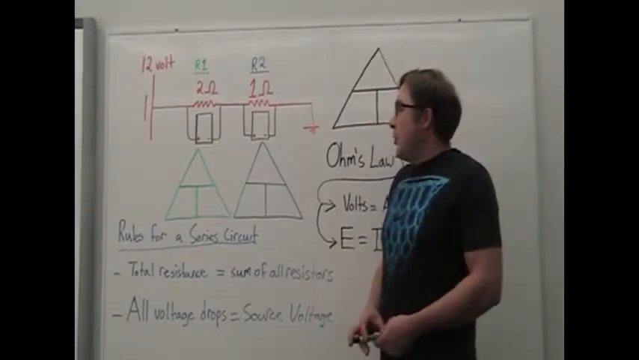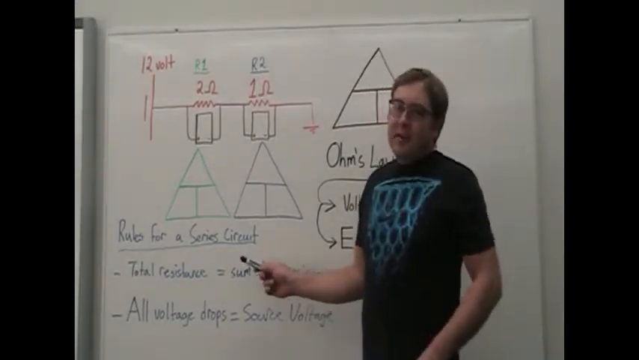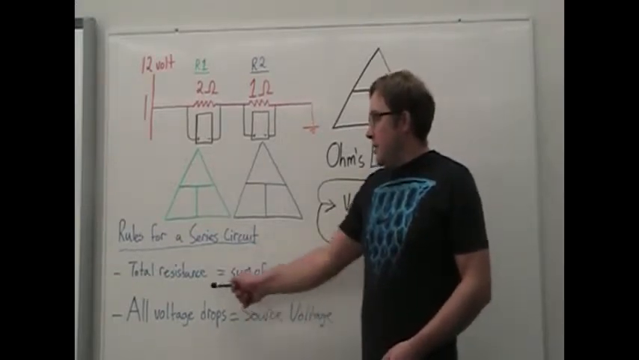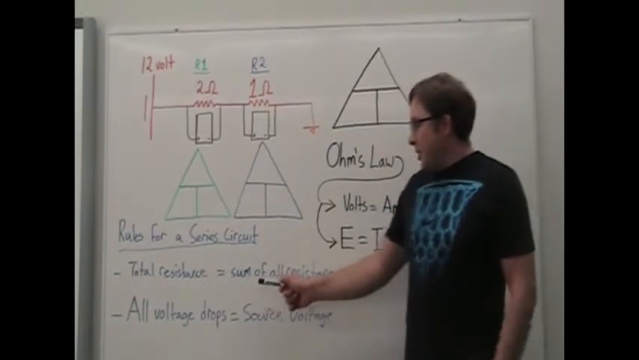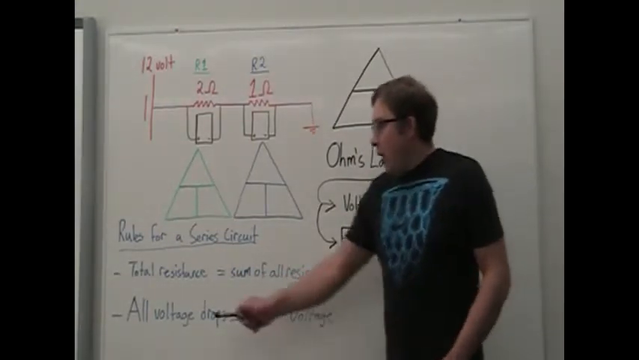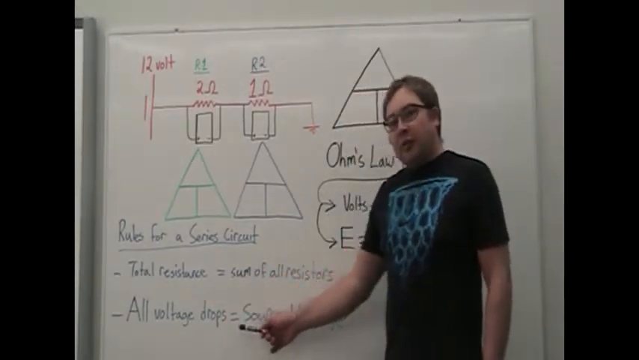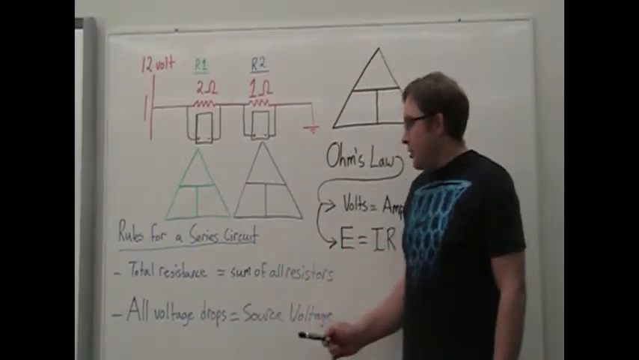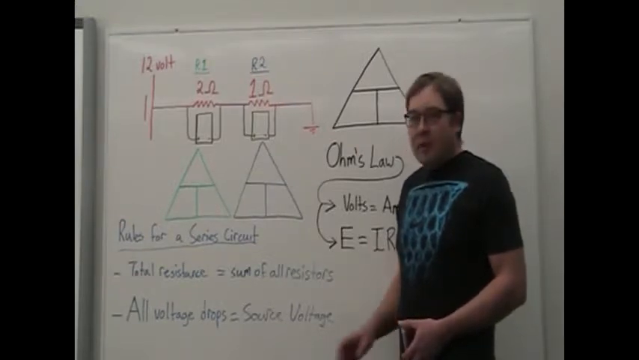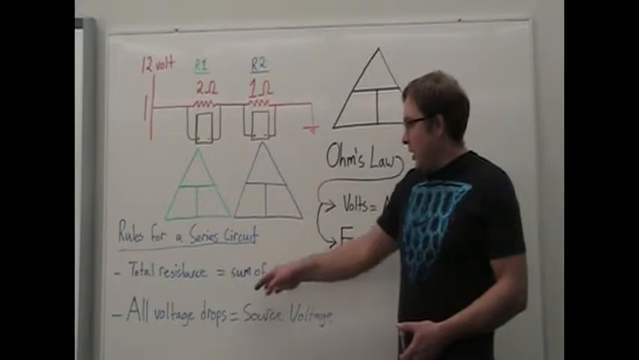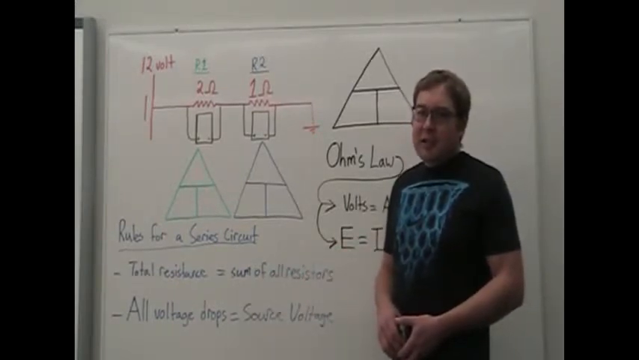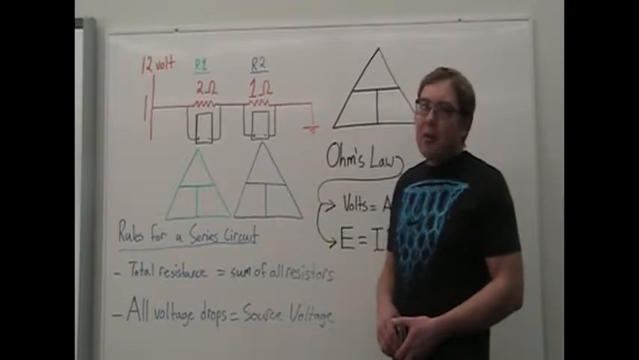Okay. So some rules of a series circuit: total resistance equals the sum of all resistors. All voltage drops equal source voltage. Alright. So what are voltage drops? We'll get into that in a minute. And the sum of all resistors, we're going to need that to do our calculations with our Ohm's law.